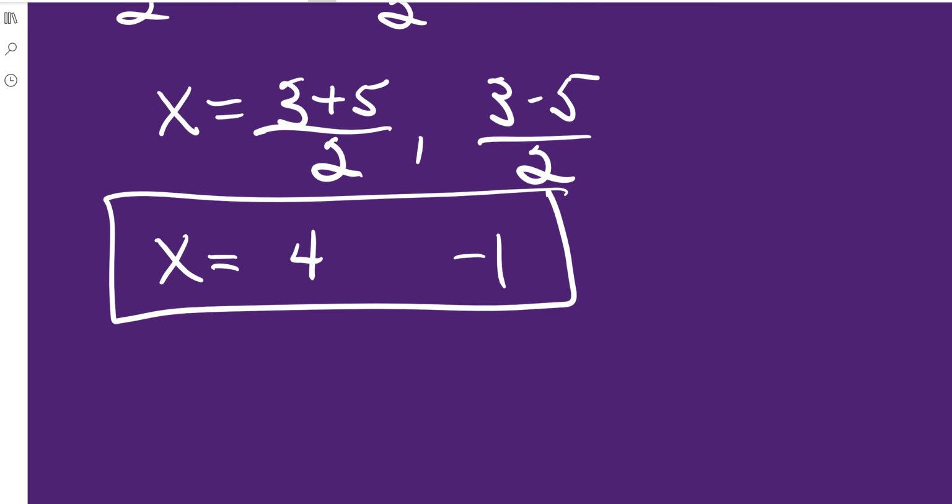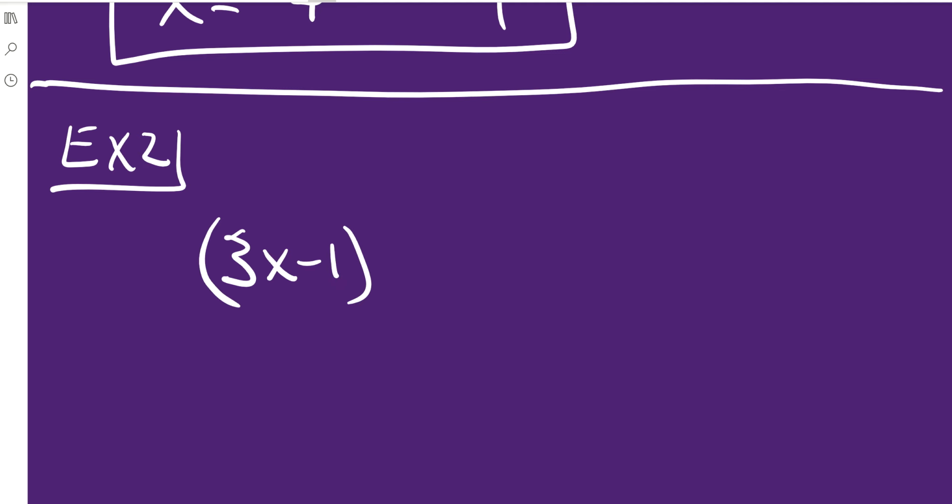And again, you can always plug these values back in for x to check your answers. Sometimes they get a little complicated, and I'll do one example of testing our answer, probably on example 2. And here's example 2. So I'm going to have 3x minus 1 squared, and it equals negative 12. Oh, I got a negative 12 now.